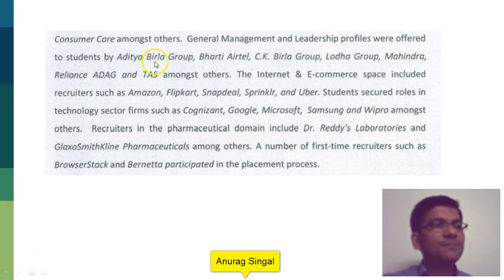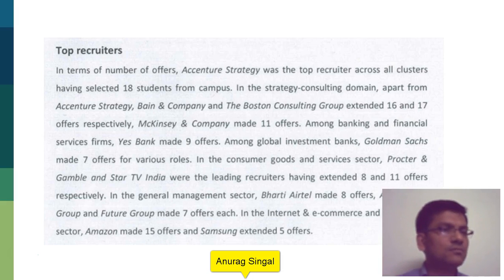GenMan roles are offered by companies like Aditya Birla Group, Bharti Airtel, CK Birla Group, Lodha Group, Mahindra, Reliance ADAG and TAS. In the e-commerce space, Amazon, Flipkart, Snapdeal, Uber. And then even if you want to become an IT expert, you have roles in the Googles, Microsofts, Samsungs and Cognizants of the world. And even if you want to specialize in pharmaceutical, you'll have a DRL and GlaxoSmithKline coming with you. So Accenture Strategy takes 18 people.